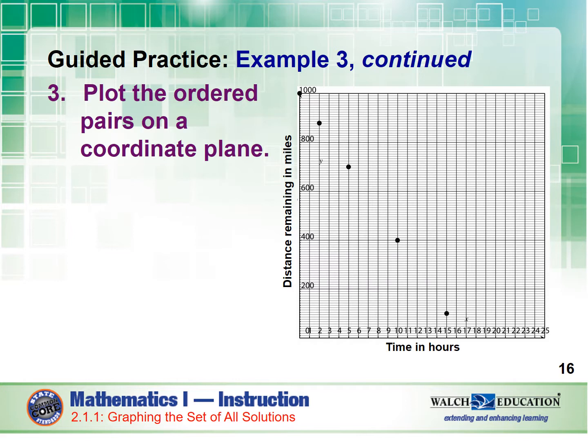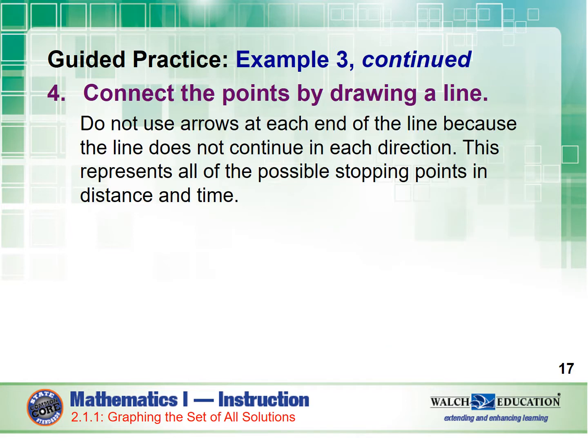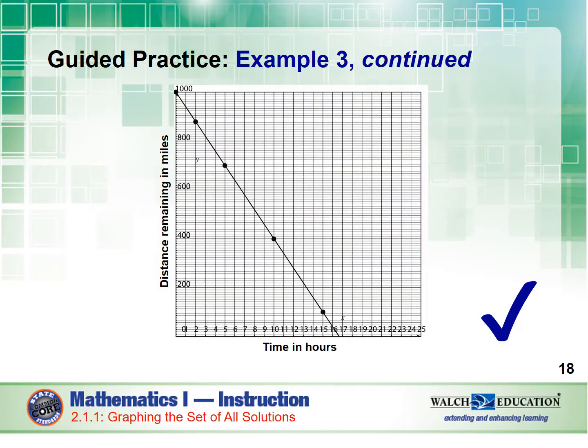So once you do that, you plot your ordered pairs that you find in your table on the coordinate plane, just like we did in the last example. We're going to connect the points by drawing a line. We're not going to use arrows at the end because this line does not continue in each direction. This represents all the possible stopping points in distance and time. And there you have it, folks.